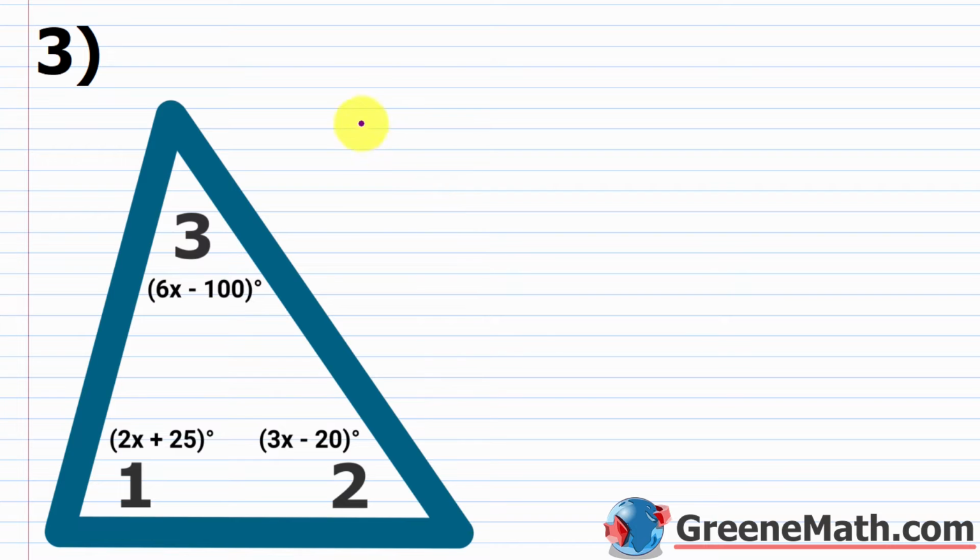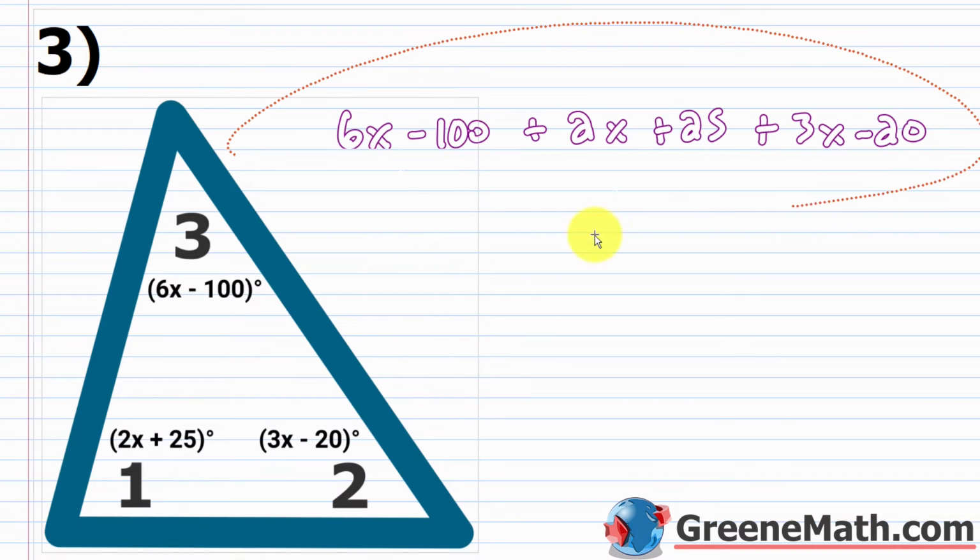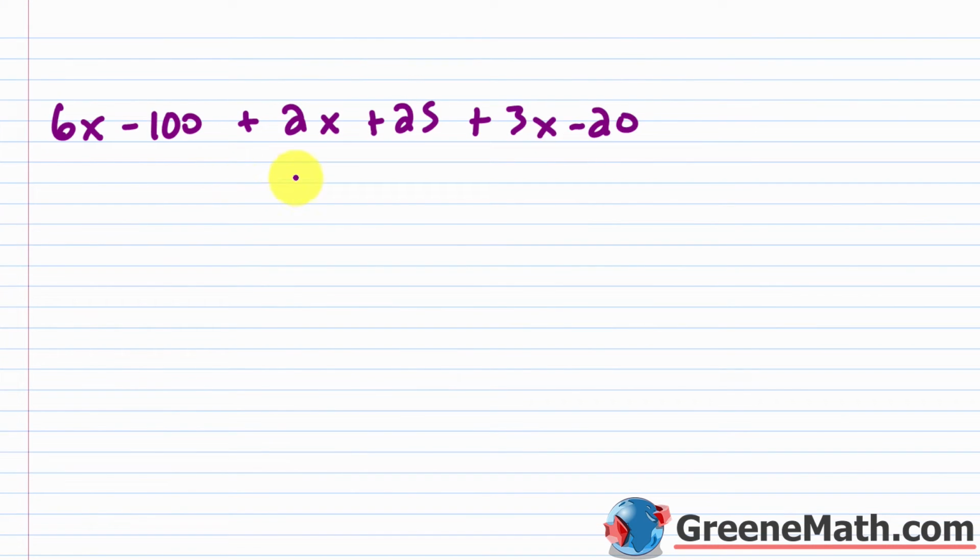So what we would do here is just take 6x minus 100, forget about the degree symbol in each case, then plus, we're going to take this 2x plus 25, then plus, we're going to take this 3x minus 20, and I'm running out of room here, so let me grab this, and let me paste this in. I'm going to set this equal to 180.